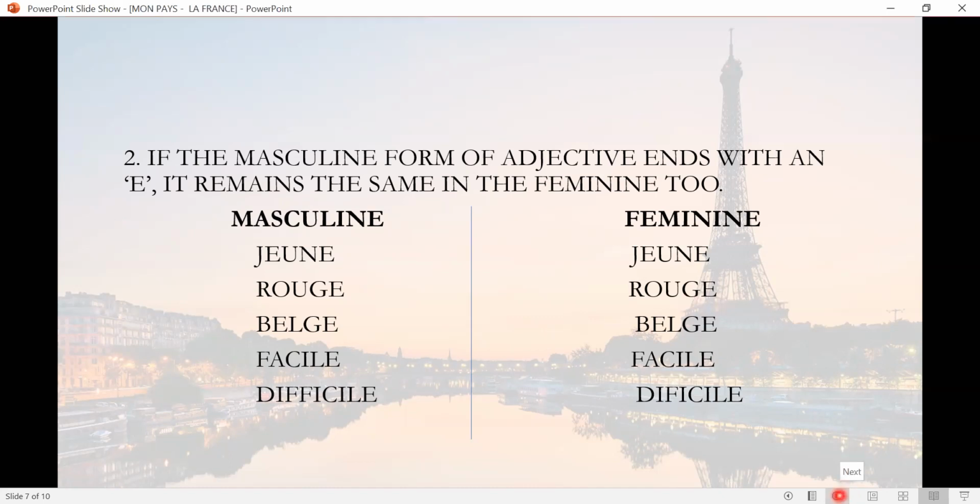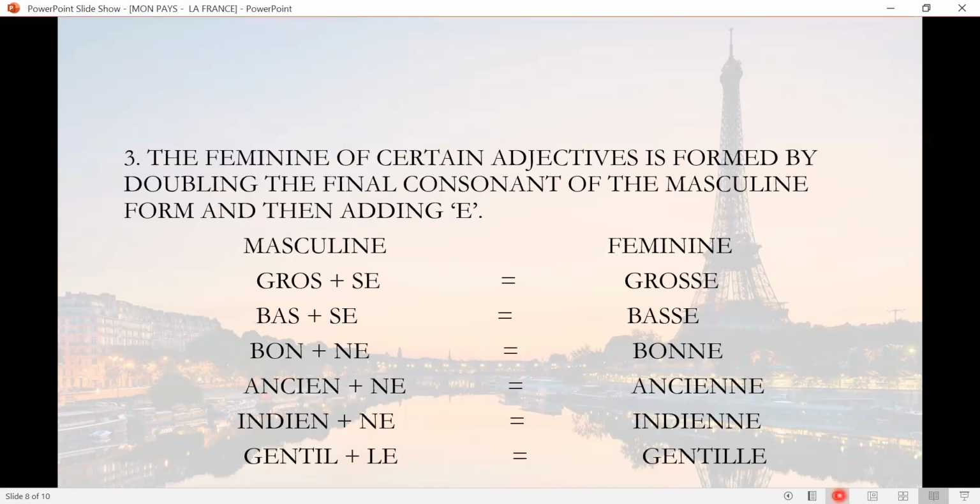Let us take a look at the third point. The third point refers to when the feminine of certain adjectives is formed by doubling the final consonant. If you know the meaning of consonant, you can do this question very well. Over here it is written final consonant, meaning the last letter, that can be e or cannot be e actually. We have to add e to that consonant by doubling it.